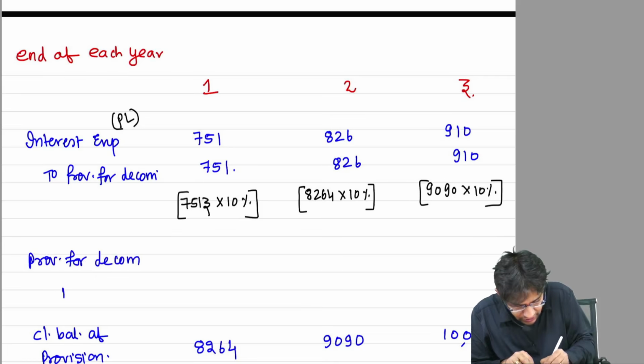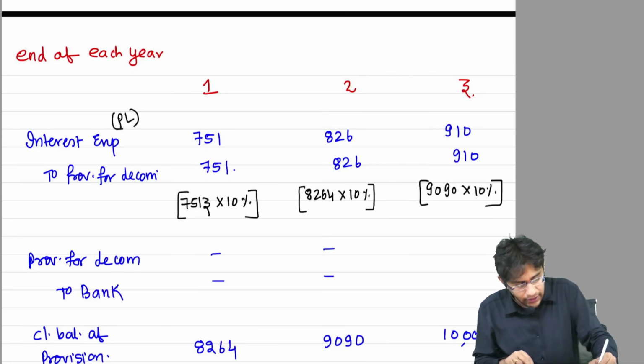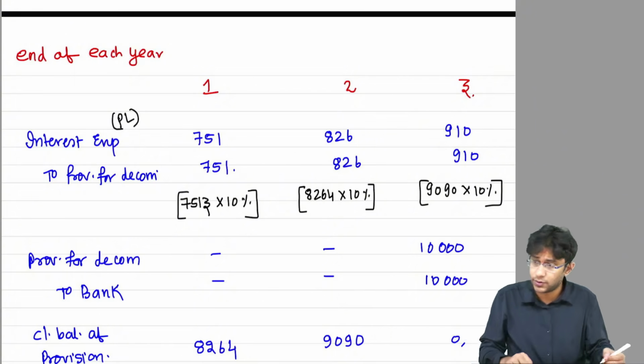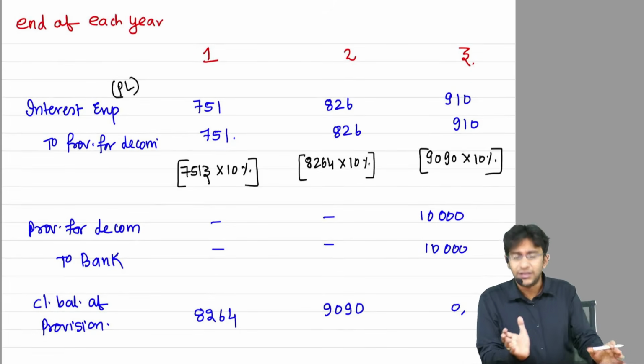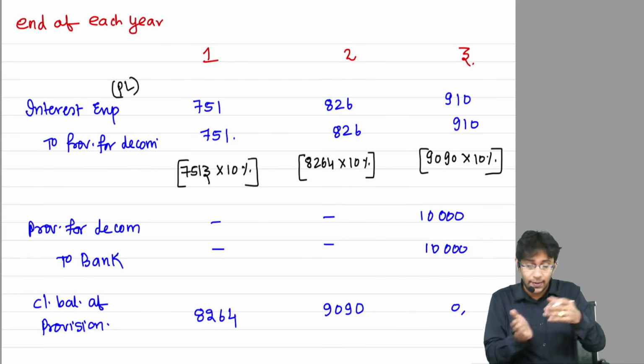Provision for decommissioning liability account debit to bank. First year, second year will not incur this. Directly I'm incurring this at the end of third year. So 10,000. The moment I incur this, the balance will become 0. This has got nothing to do with your PPE accounting. What is this? Liability accounting.